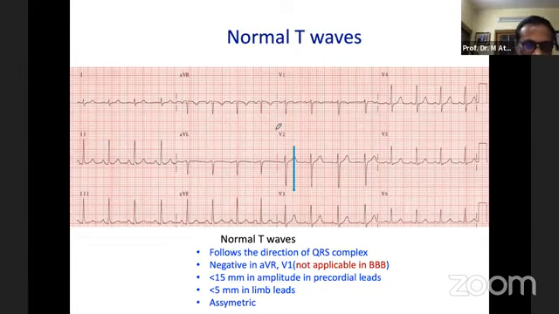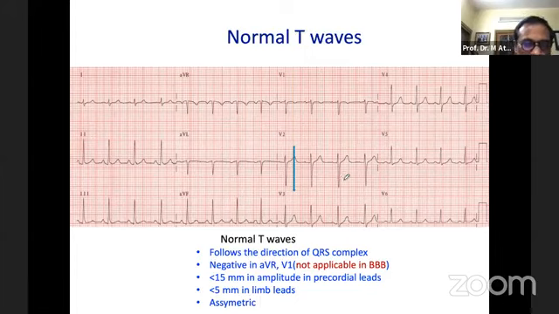Also, the T wave is physiologically and normally negative in AVR. You see, this is AVR and V1, but this rule is not applicable in case of bundle branch block. And the T wave amplitude should be less than 15 millimeter in precordial leads from V1 to V6 and should be less than 5 millimeter in limb leads.